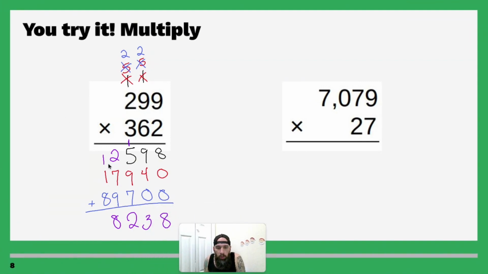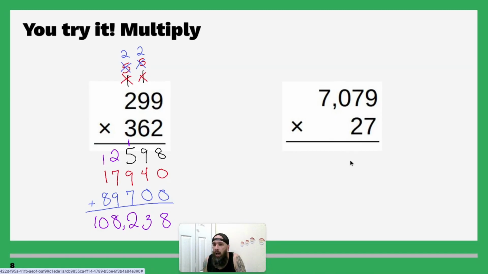So 1 plus 1 is 2 plus 8 is 10. Bang. 1, 2, 3, comma, 1, 2, 3, 108,238. I'm sure you all got that. Let's do a 4 times a 2. See what we can come up with. Same rules apply. Multiply, carry over. Multiply, carry over. Don't forget to add.